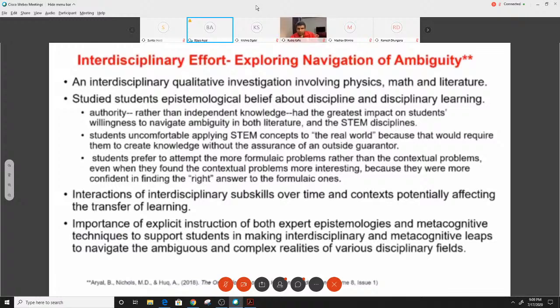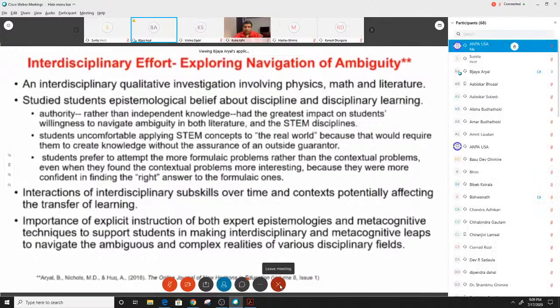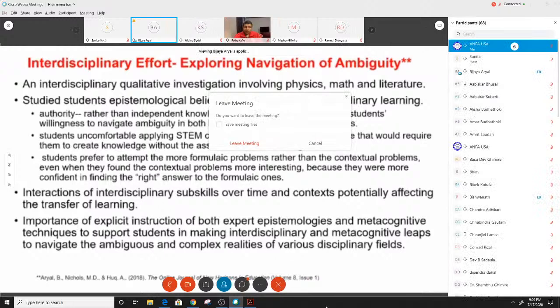So again, I just provided a couple of examples. I don't want to spend too much time on this one, but these are some of the efforts where interdisciplinary efforts are important, if we really want to teach interdisciplinary skills and transfer of learning in a more meaningful way. So that is the message I wanted to give to you.